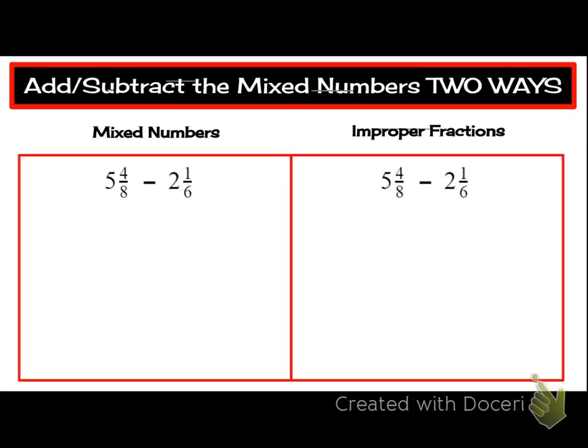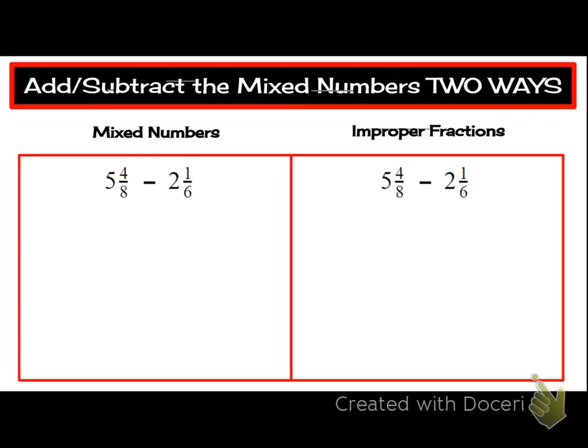Okay, the first problem we're going to solve is 5 4/8 minus 2 1/6. As you can see on the paper, this can be solved two different ways, one using mixed numbers and one using improper fractions. Today you're going to be required to solve everything both ways to prove that both ways will turn out to be the same answer. After a while, you're going to get to choose which way you think is easiest for you. So let's start with mixed numbers.